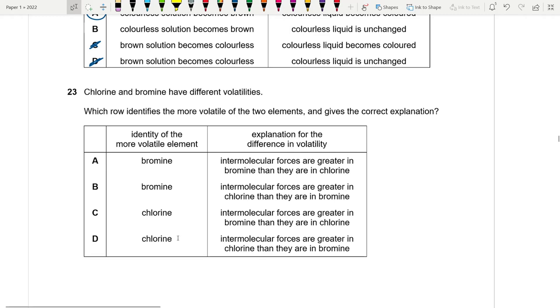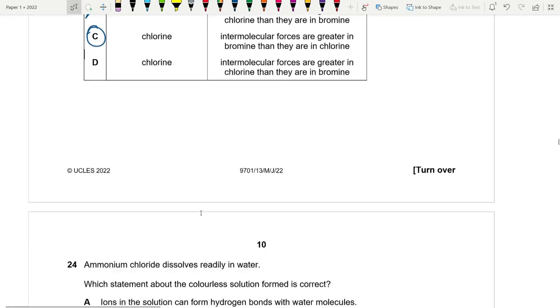23. Chlorine and bromine have different volatilities. Which row identifies the more volatile of the two elements and gives the correct explanation? So chlorine is more volatile, clearly. Why? Chlorine is above in the group, so it has fewer electrons. So the intermolecular force is weaker in chlorine, and greater in bromine compared to chlorine. That looks good. 24.